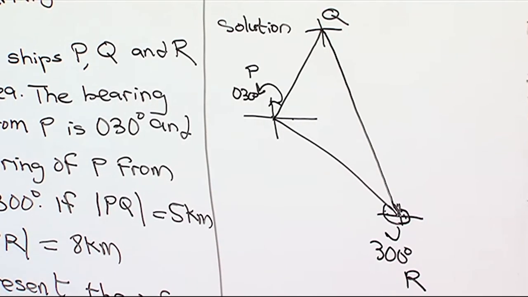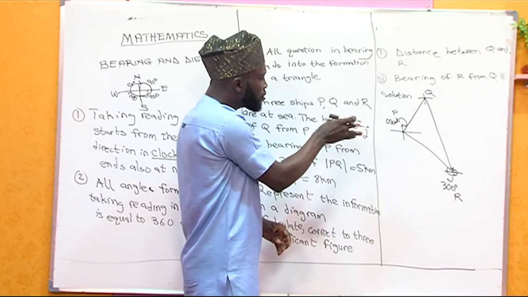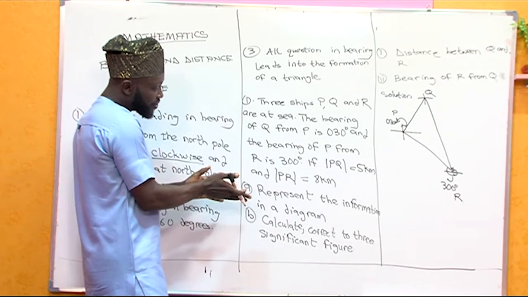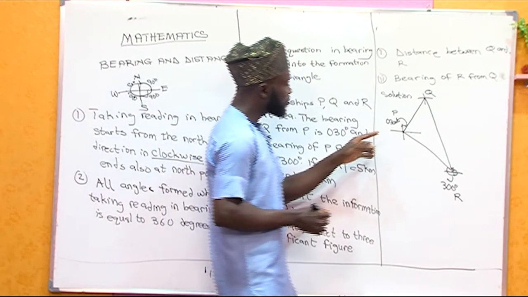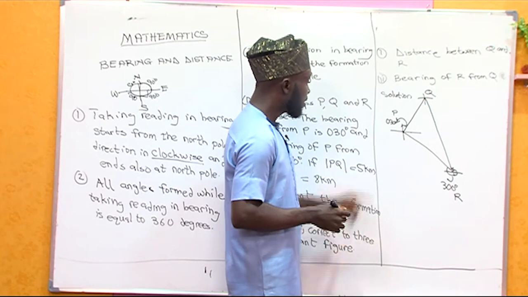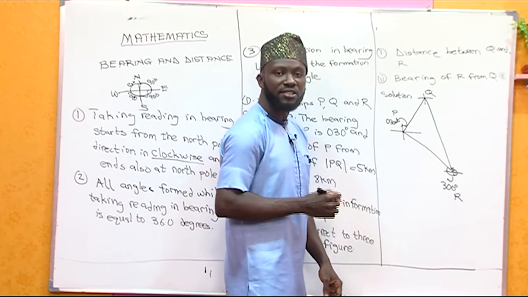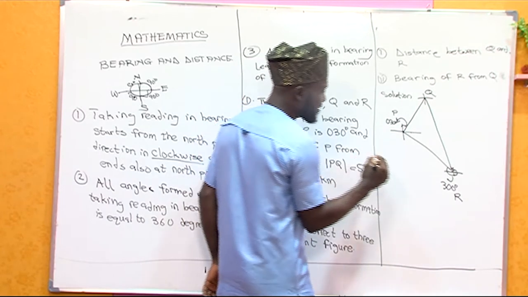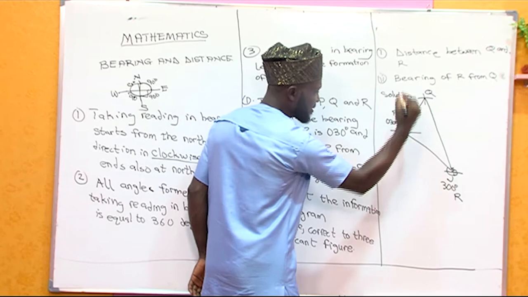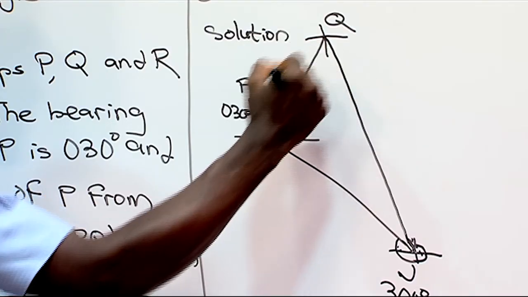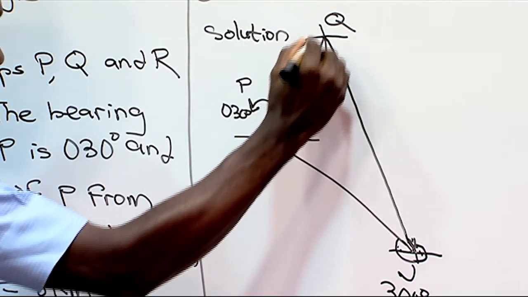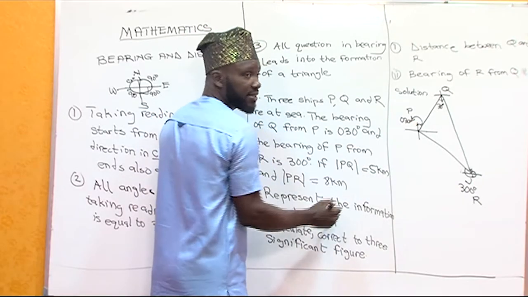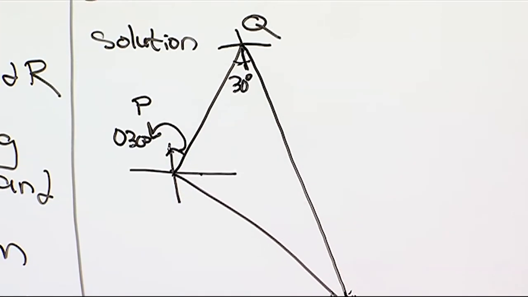But there are some angles that are missing here that we need to find so that it will be easier for us to solve question B. Now, if you take note at this angle, we have this to be 30 degrees. There is what we call a Z angle, or alternate angle. Since from here to this place is 30 degrees, and this is a Z angle, this small angle will also be equal to 30 degrees.